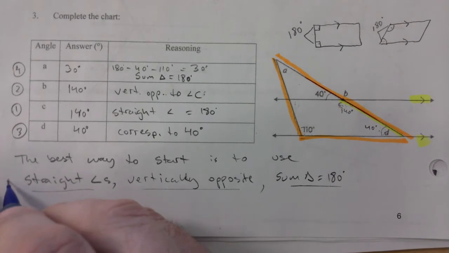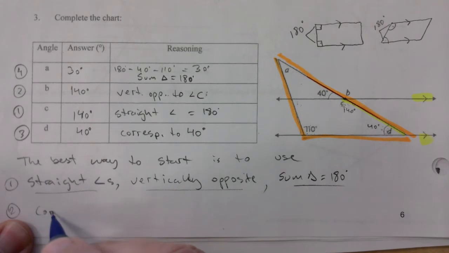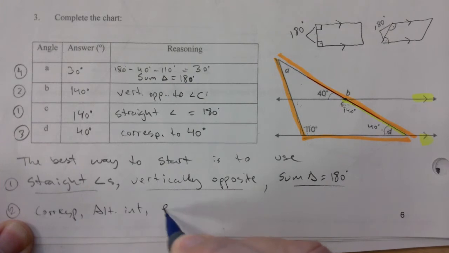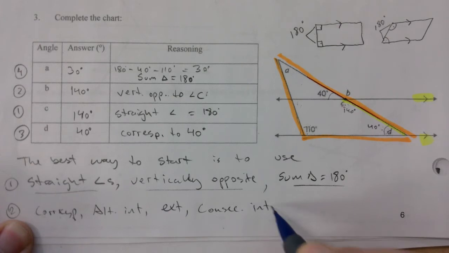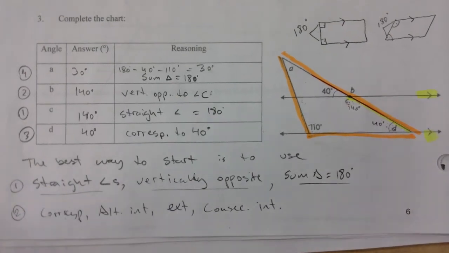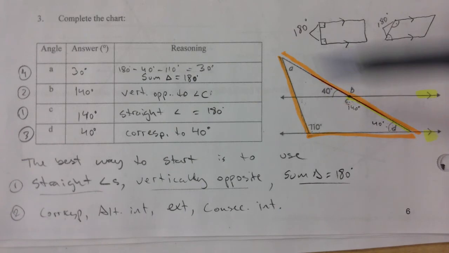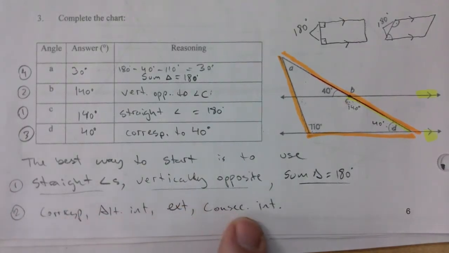So this would be like your step 1. And then your step 2 would be to use corresponding, alternate, interior, exterior, and consecutive interior. That's my second step. I go there once I know more information. But I started with a straight angle here. And then it went over to the secondary layer, so to speak. But it's not always going to be there. Sometimes you can go straight to these ones, right? It's up to you.